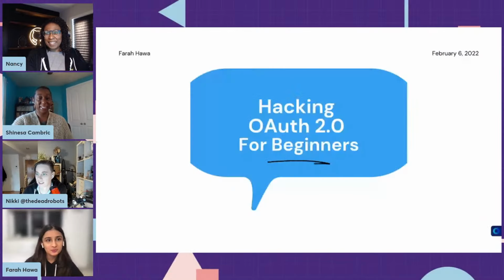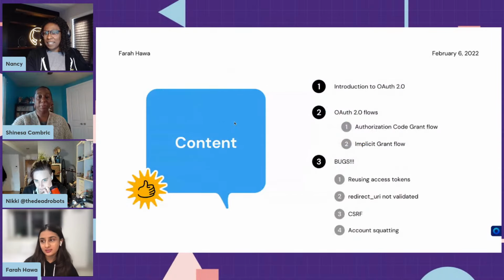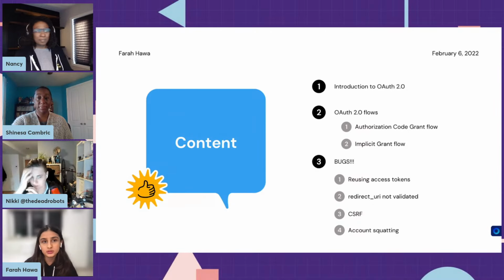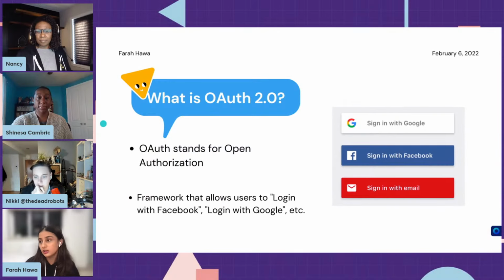So today, we're going to talk about hacking OAuth 2.0 for beginners. Since this is going to be beginner friendly, we'll first begin with an introduction to OAuth 2.0. Then we're going to talk about the two most common OAuth flows, which are authorization code grant flow and implicit grant flow. And then I'll show you some bugs that can be found in these flows, like reusing access tokens, the redirect URI not being validated, CSRF, and account squatting. So let's just dive right in.